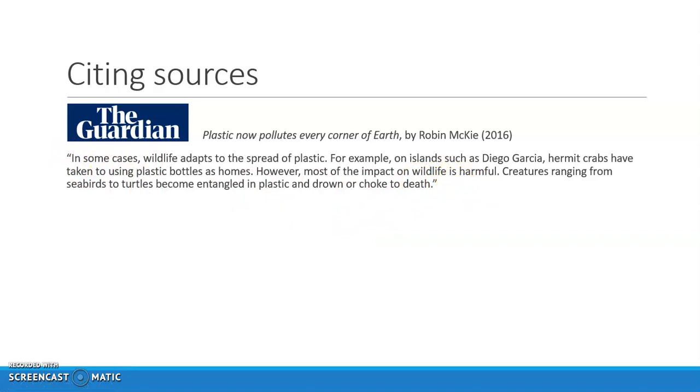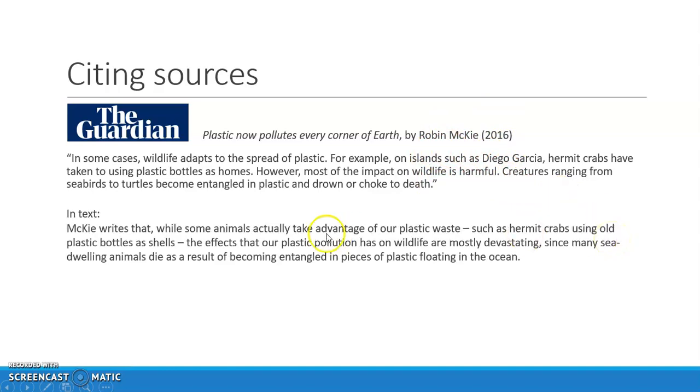So let's say you want to use this in your own text. Two things you need to do. First, you need to paraphrase, rewrite this in your own words. And second, make sure to mention where this information comes from. And that should be the name of the author, McKee in this case. That's the one you'll be referring to in your text. So it could look something like this.